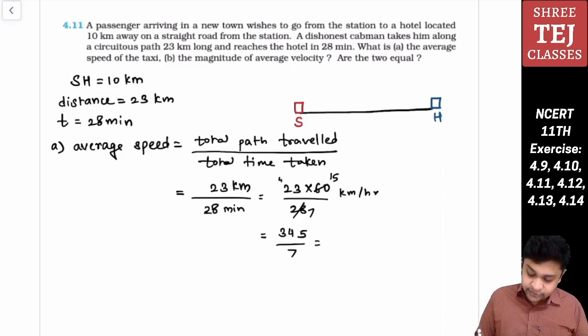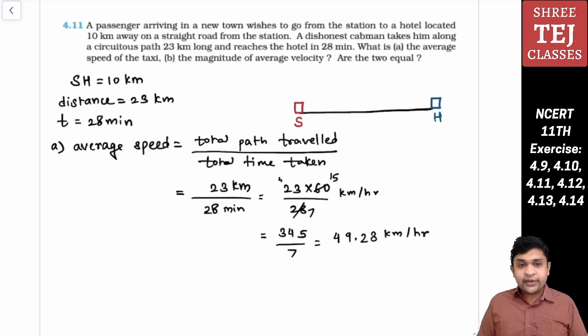So it is 4 sixes are 24, 9 sixes are 54, and so on. Which gives 49.28 kilometer per hour. So that will be the average speed of the taxi.